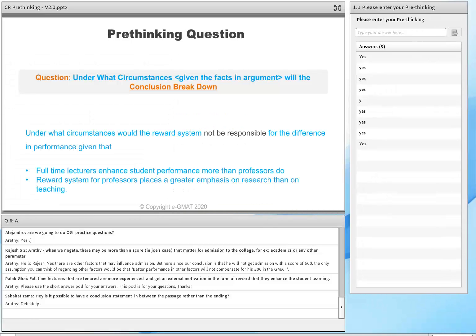Okay. So then let's formulate that falsification question, which is again the same architecture. Under what circumstances, given the facts in the argument, will the conclusion break down? Which is, under what circumstances would the reward system not be responsible for the difference in performance? Again, remember, we're not disputing the difference in performance. What we are really saying is, under what circumstances should we not be blaming the reward system for the difference in performance, given that full-time lecturers enhance student performance more than professors do?